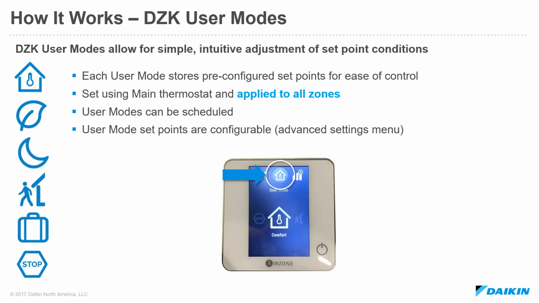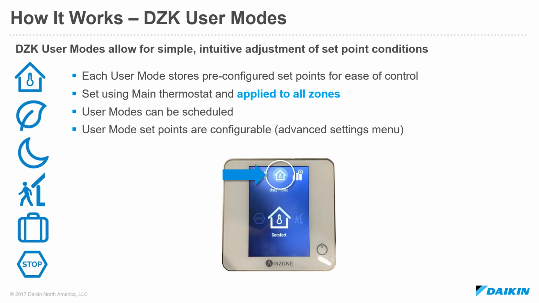So the user modes are something in the DZK that are used to simplify how the user operates the system. User modes are really used for simple, intuitive adjustment of set point conditions. Essentially these user modes store pre-configured set points to ease the control for the user. And it's important to note that the main thermostat is the same thermostat that will apply this user mode setting, or these user mode configured set points, to all zones at the same time. Keep in mind the user modes can be scheduled and they're also configurable in the advanced settings menu.